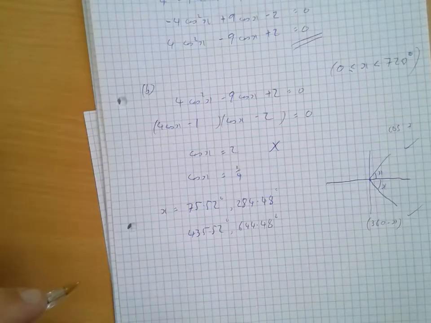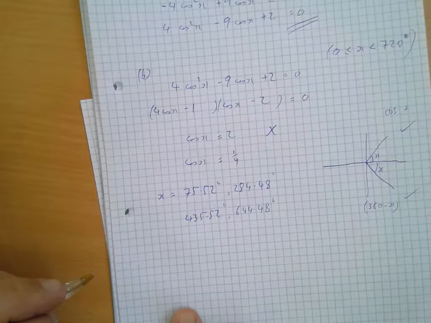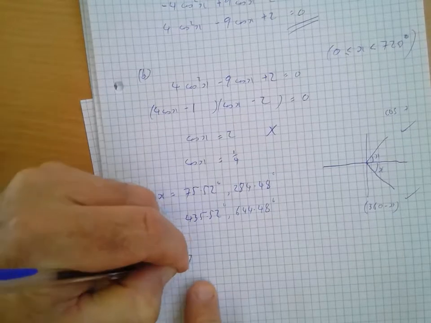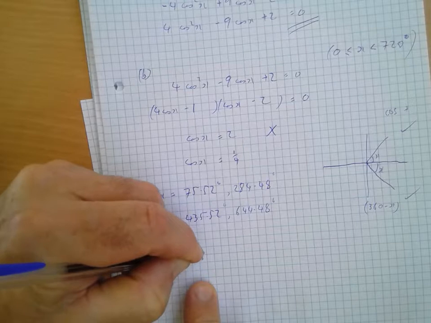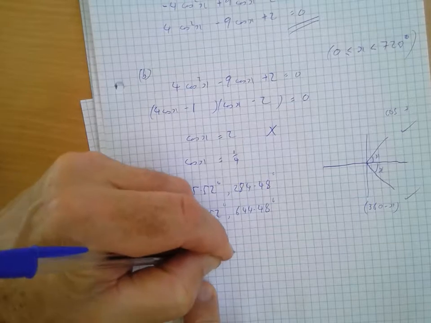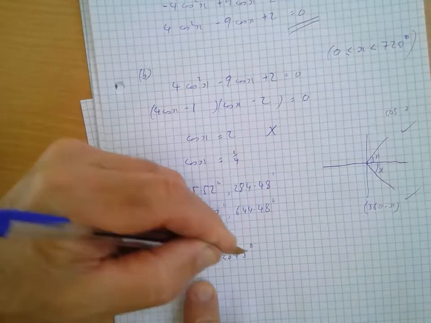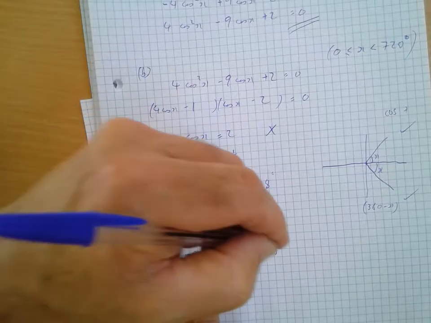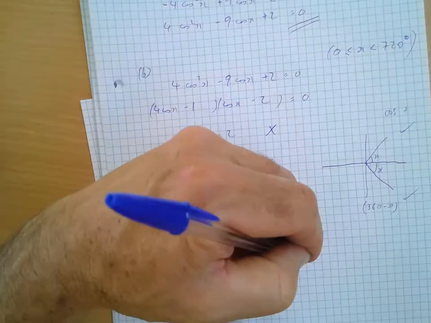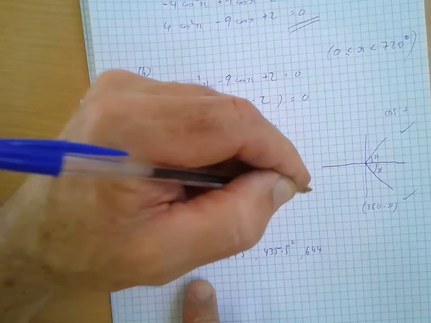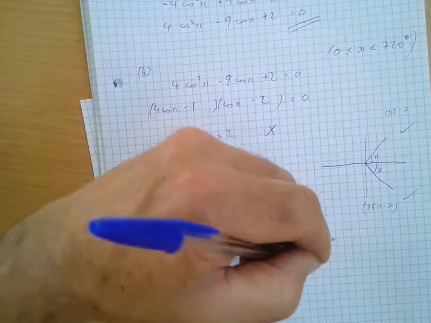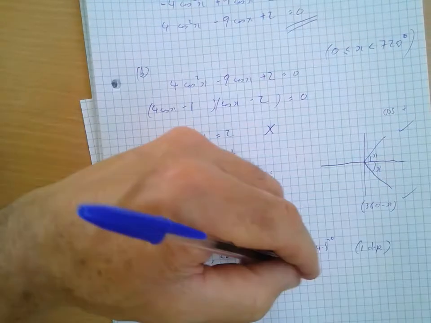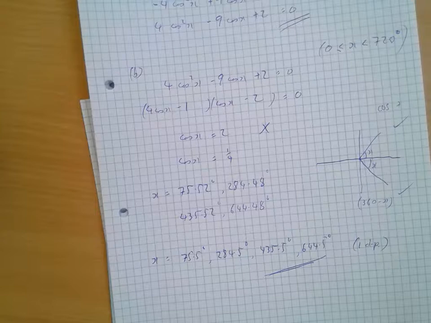Okay, to tidy it up again, it says we want the answers to one decimal place, so x equals 75.5 degrees, 284.5 degrees, 435.5 degrees, and 644.5 degrees. And just to tidy it all up, write that down. So those are your four solutions.